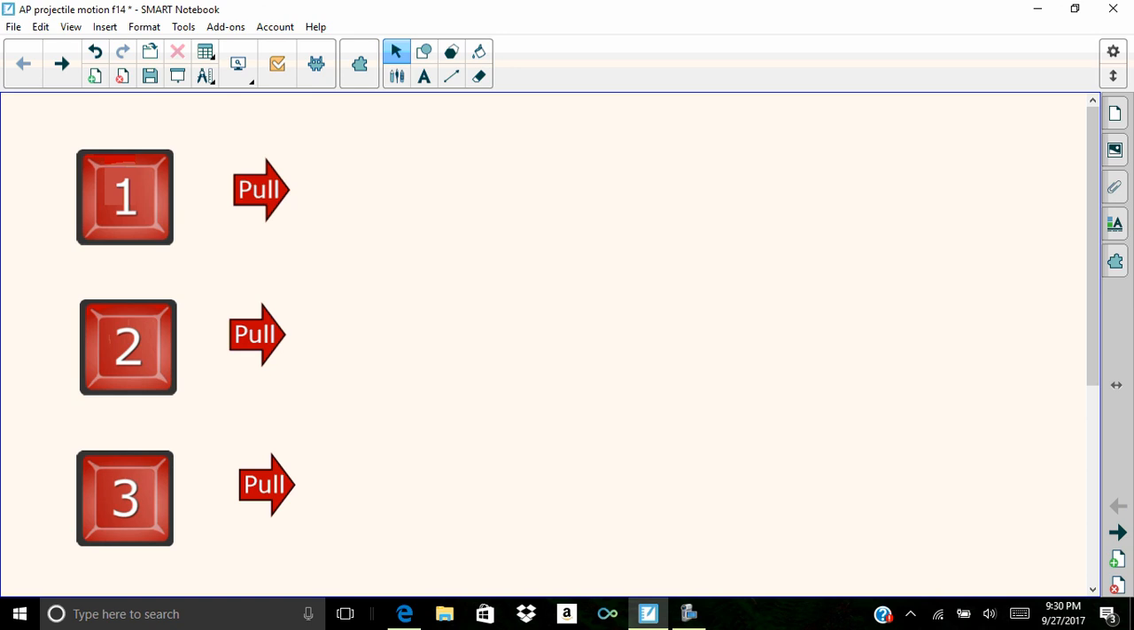Okay, in this video, we're going to learn how to solve projectile motion problems. So the first step in solving a problem is to draw a picture. You want to draw your X and Y axes, and you want to draw the trajectory of the projectile. You probably also want to include the initial velocity.